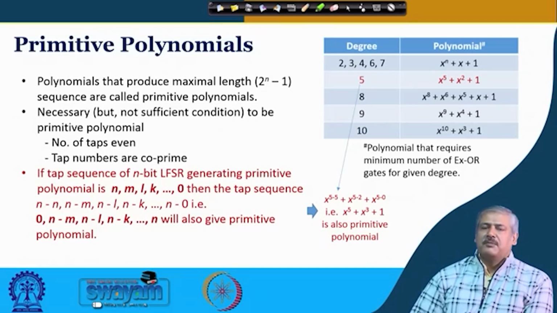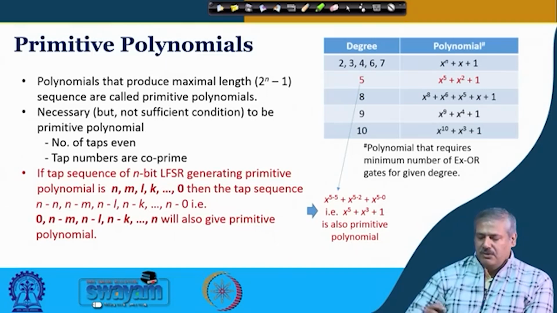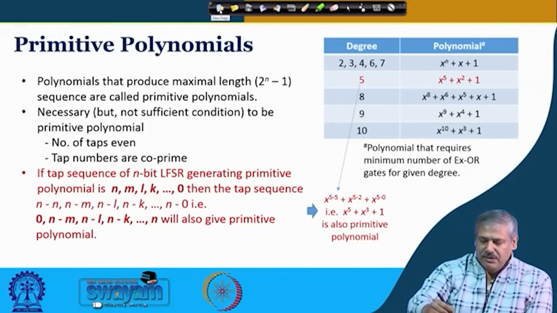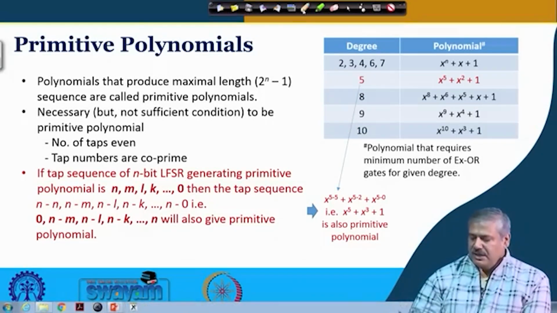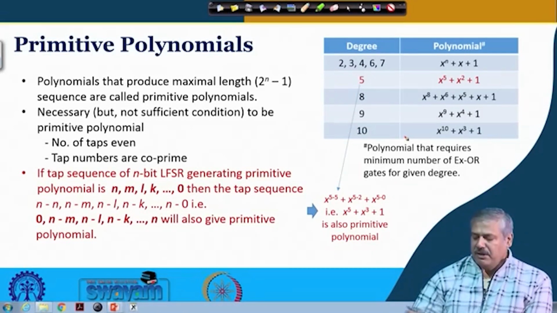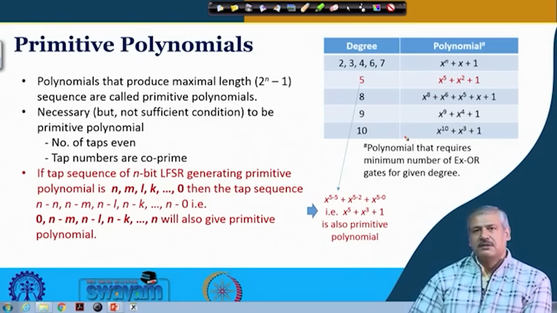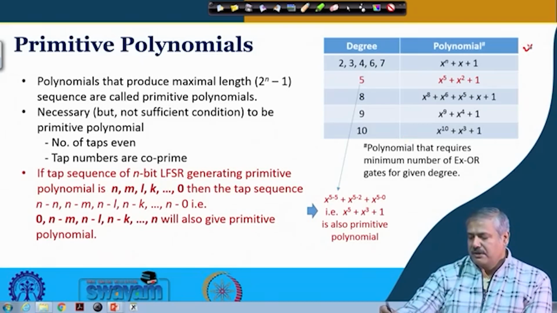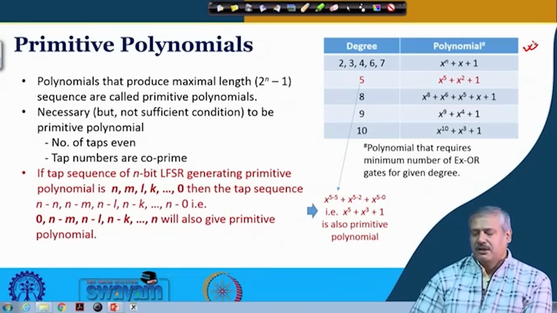Not all polynomials will give us maximal length. The one that gives us the maximal length is called a primitive polynomial. And the example that you can see, these are the polynomials that require the minimum number of XOR gates for a given degree. So, we have provided a table.